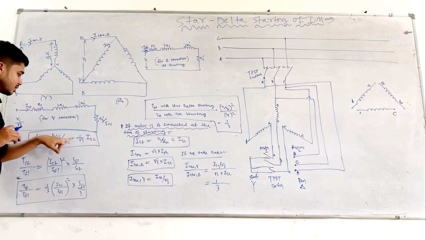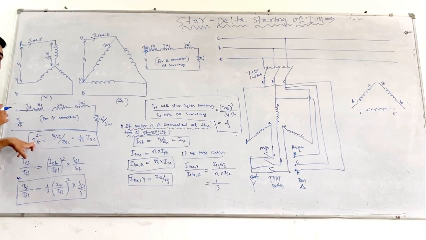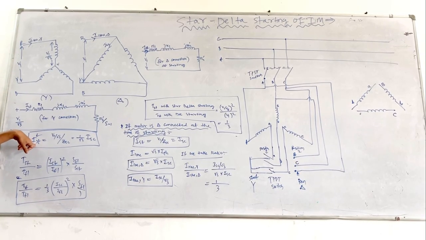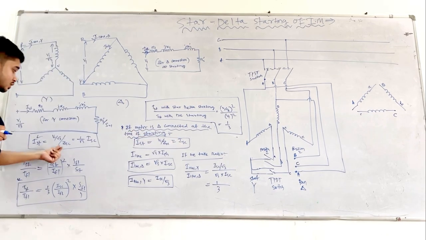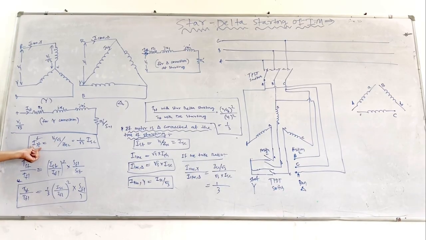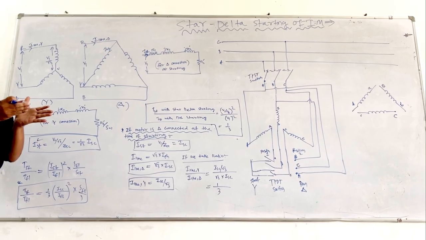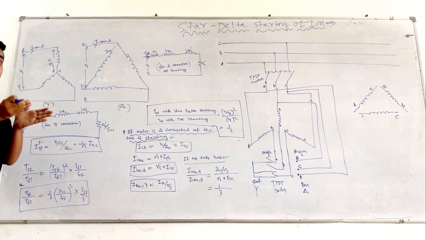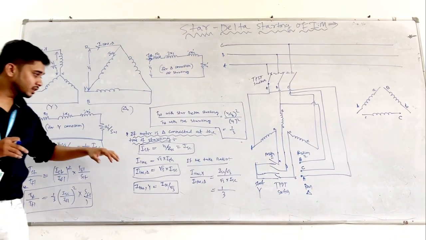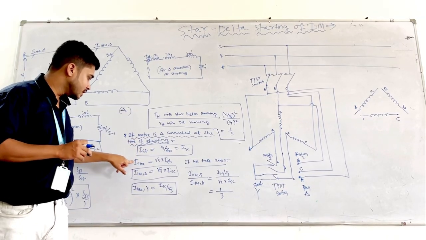But your starting current is 1 by root 3 into ISC in case of star connection. So in which case is the starting current less? Here it is ISC, here it is 1 by root 3 into ISC. In star connection the starting current is less. So that's why initially I am using star connected winding, because in star connection the starting current is less as compared to the starting current of delta connection. Has everyone understood this?